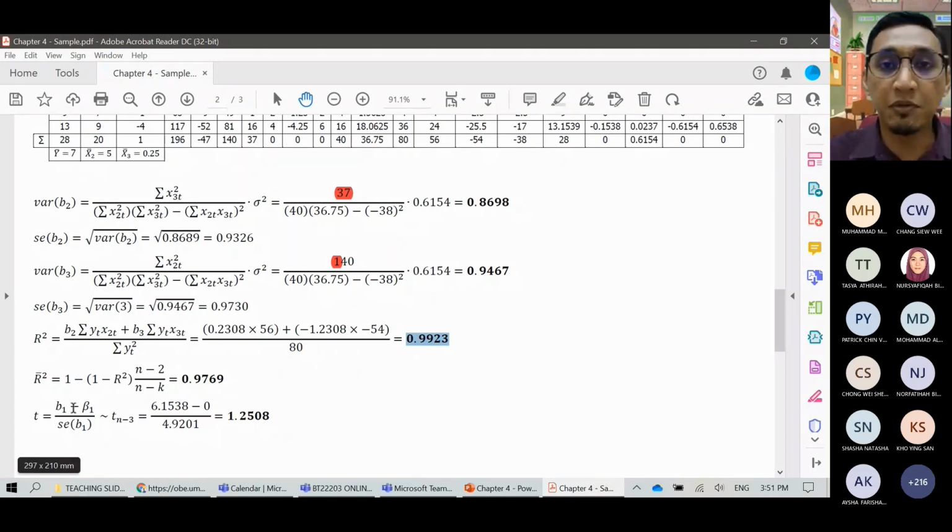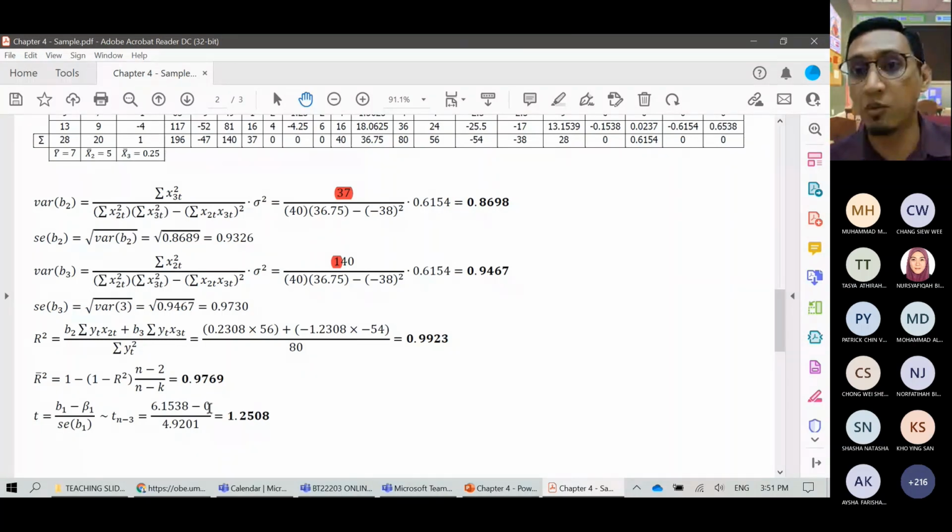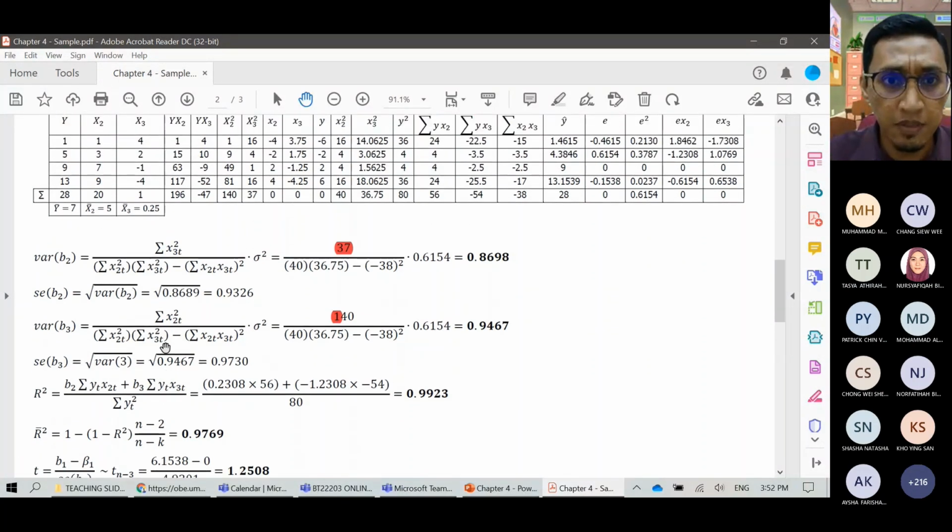In estimating the t-statistic for B1, we use B1 minus beta 1 over the standard error of B1. We know that B1 is equal to 6.1538, minus the hypothesized value of beta 1. Remember, the hypothesized value of beta 1 is indicated in the null hypothesis. If we assume in the null hypothesis that beta 1 is not significant in explaining the dependent variable y, then beta 1 is equal to 0. That is our hypothesized value in the null hypothesis.